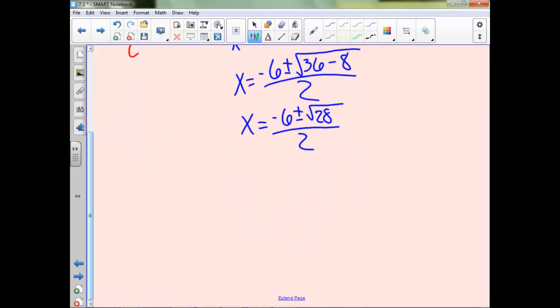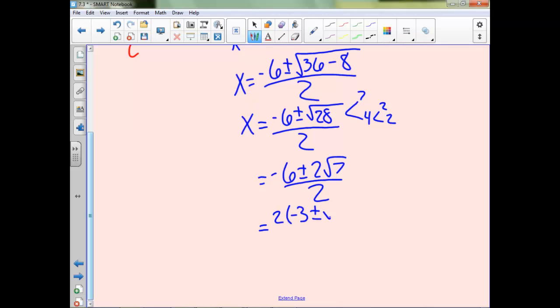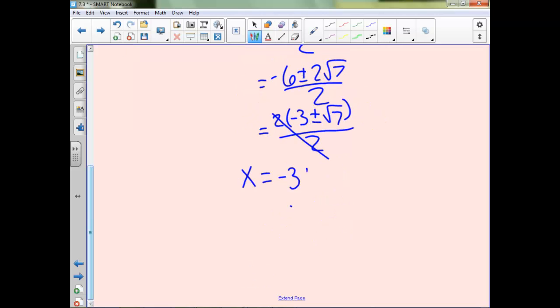But now we know how to actually deal with this square root. Root 28 is 7 times 4, which is 2 times 2. Notice we can factor a 2 from our numerator. These 2's are going to cancel. So we're left with negative 3 plus or minus root 7.